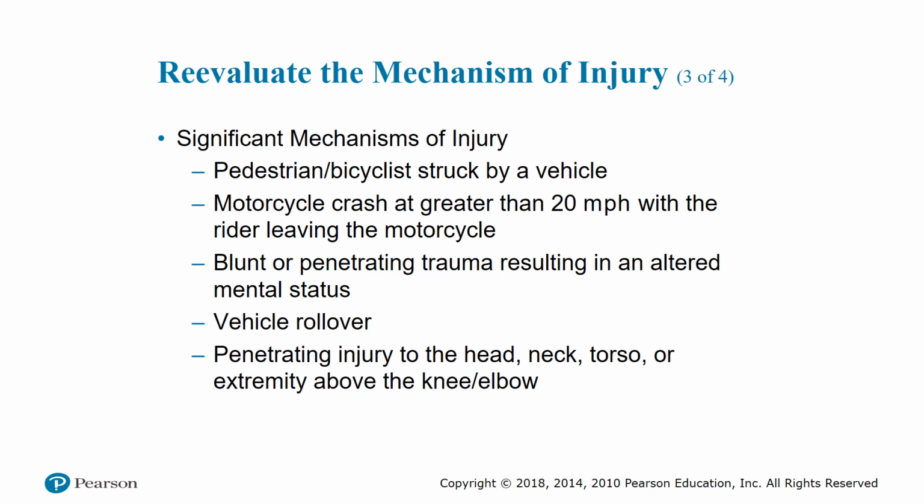You don't have armor on a bicycle or a motorcycle, or very little. When a vehicle hits a human body, it can do amazingly traumatic things. I won't go into storytelling mode, but you should always keep your suspicions honed sharp when a pedestrian is struck. A motor vehicle crash greater than 20 miles per hour with the rider leaving the motorcycle. Same principle as bicycles. You don't have a lot of armor, and you have the potential for going a lot faster than you do on a bicycle.